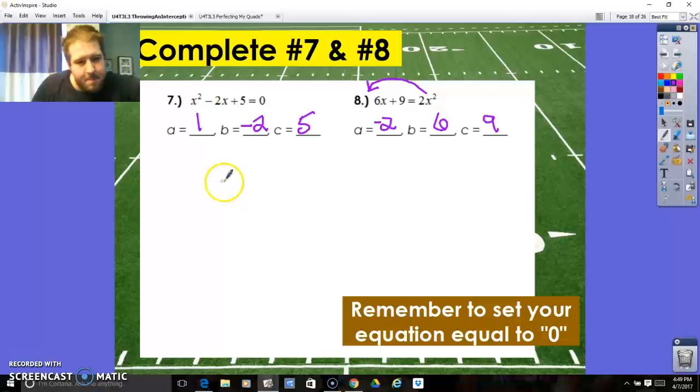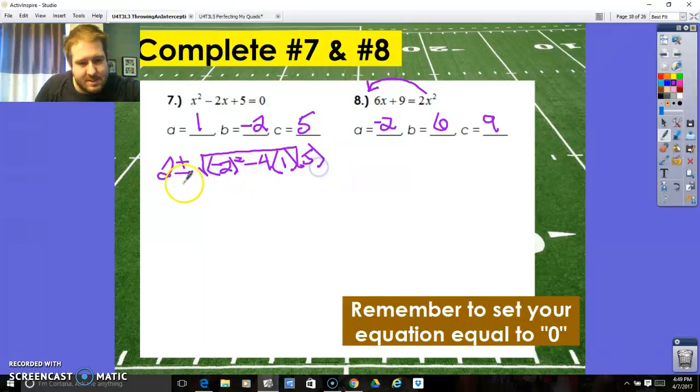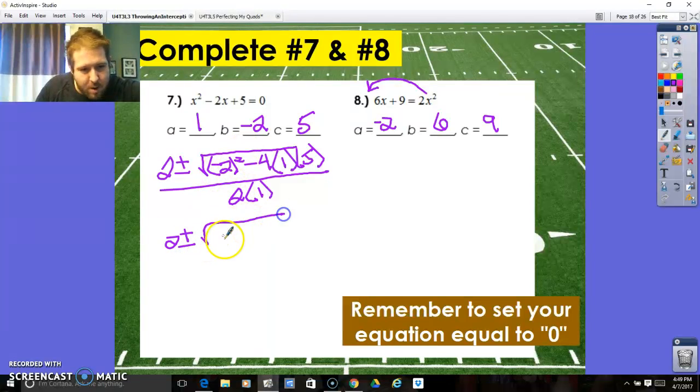All right, so negative b, so that's 2 plus or minus the square root of negative 2 squared minus 4 times 1 times 5, which is the c. All that divided by 2 times a, which is 1. All right, 2 plus or minus... negative 2 squared is 4. Negative 4 times 1 is negative 4, times 5 is negative 20.